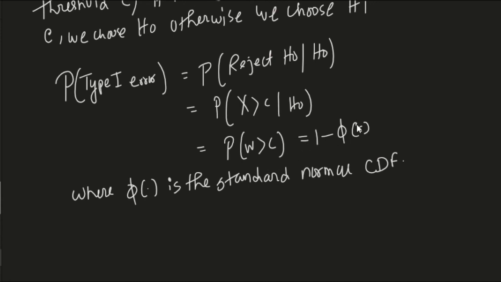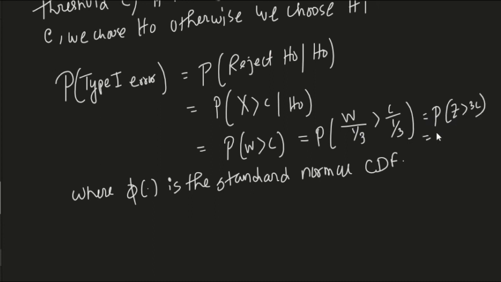Actually, not phi, it's 3c, because I'll explain why. It should be like this. W has a variance of that, so we have to divide both sides by the standard deviation, which is this, and only then 3W is a standard normal variable, and then we can write probability of Z greater than 3c. This equals 1 minus phi of 3c, right?